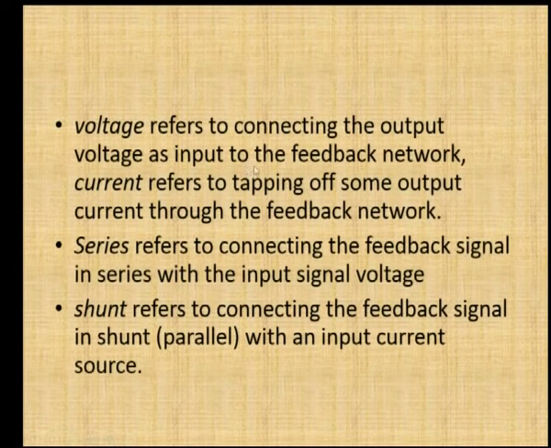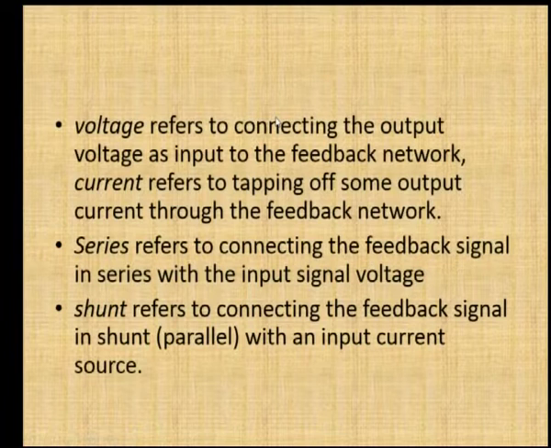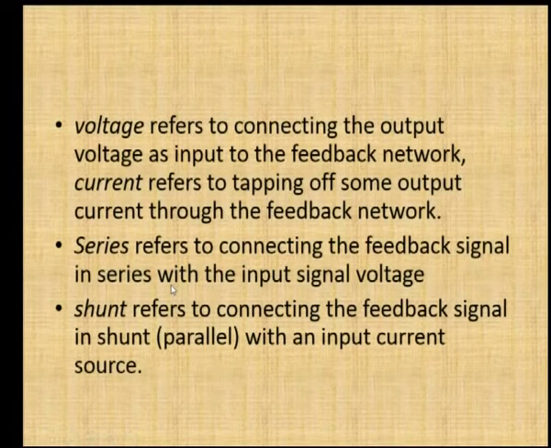Here, voltage refers to connecting the output voltage as the input to the feedback network. Where you are connecting the output, this voltage is taken to the input of the feedback network. Current refers to tapping of the current to the input of the feedback network. Series refers to connecting the feedback signal in series with the input signal, and shunt refers to connecting in parallel to the input signal, as we have discussed already.